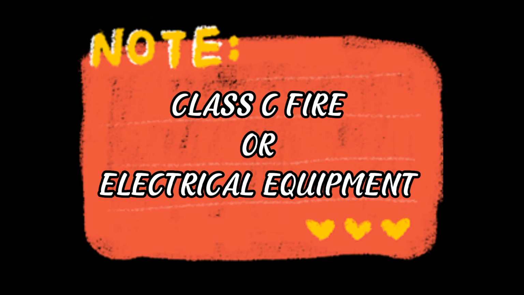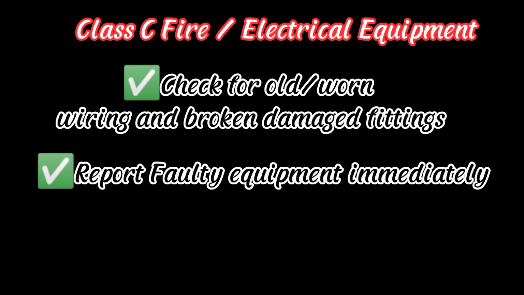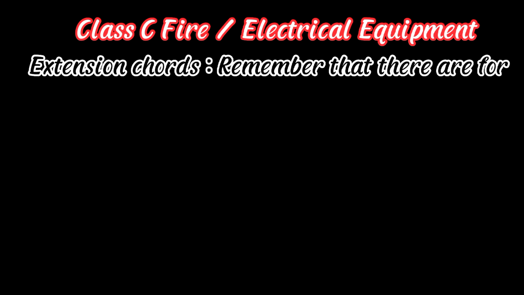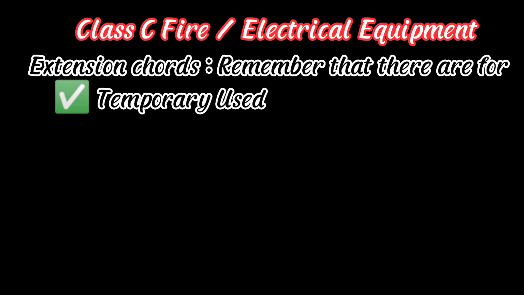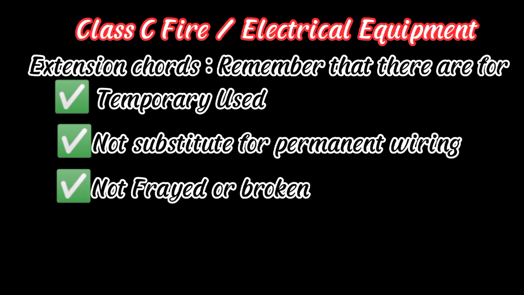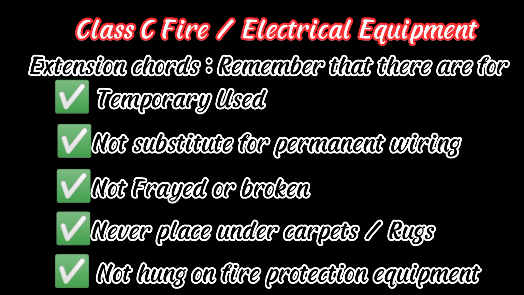Class C fire, electrical equipment. Check for old or worn wiring and broken or damaged fittings. Report faulty equipment immediately. Wall outlets should not be overloaded. When working with extension cords, remember that they are for temporary use, not a substitute for permanent wiring. They should not be frayed or broken, never placed under carpets or rugs, and not hung on fire protection equipment.